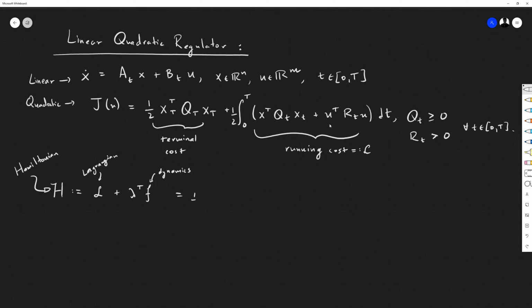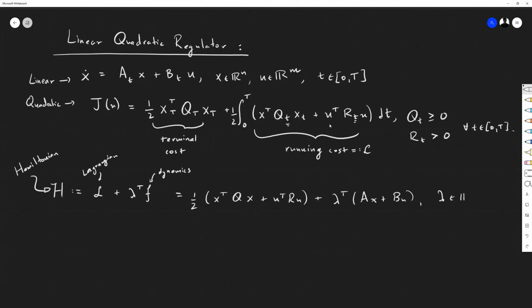So plugging everything in, we have one half x transpose, and I'm just going to drop these subscripts because we could just put them back in later. So this is the Lagrangian, and then plus lambda. These are Lagrange multipliers, and then multiplied by our dynamics.